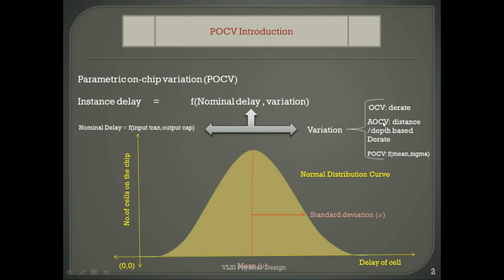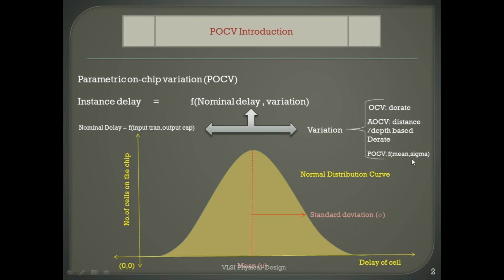The variation can be modeled using OCV, AOCV and POCV. OCV will have a fixed derate value, but as the depth increases, the variation will be reduced. So to overcome this drawback, AOCV is introduced. But there is a pessimism in graph based analysis when you use AOCV. To overcome that pessimism, POCV is introduced.